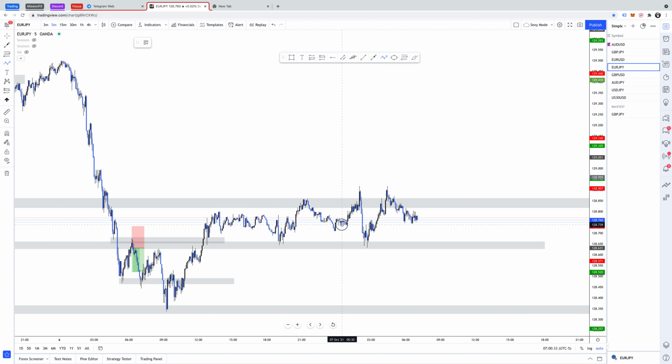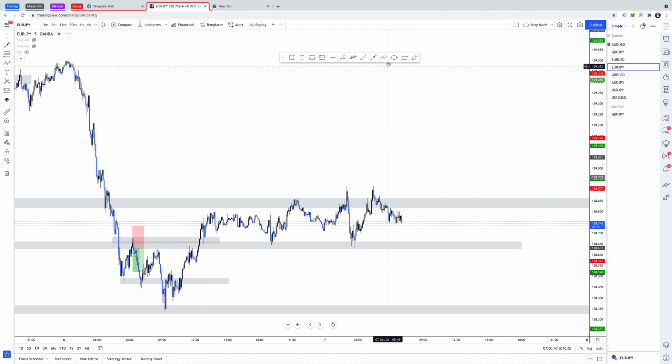And then this is the second test. I'd leave that alone. This is the second test of this zone. I'd leave that alone. This is the third test. I'd leave that alone. Wait for a breakout. Repeat after me: when a support resistance zone is tested over and over again, it becomes less... I already forgot the rhyme.